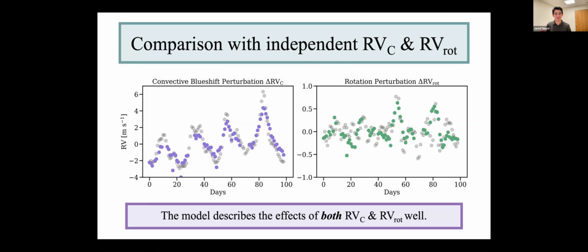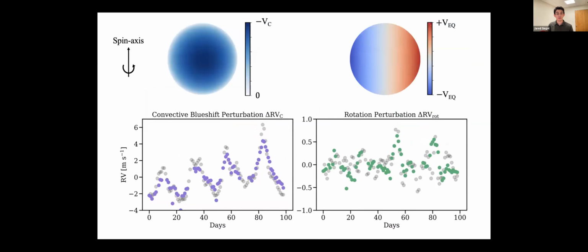To our knowledge, this has not really been done before, and this is all happening using easily accessible radial velocity data products, things like a one-dimensional spectrum or the cross-correlation function. To really drive home the point, again, on the left-hand side, we are looking at the convective perturbation, and on the right-hand side, we're looking at the rotation perturbation.